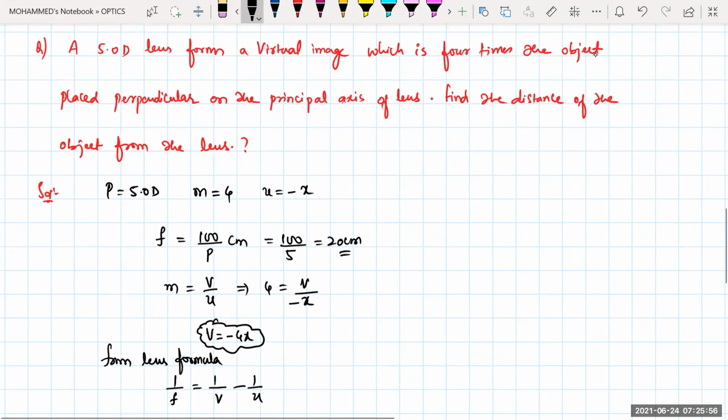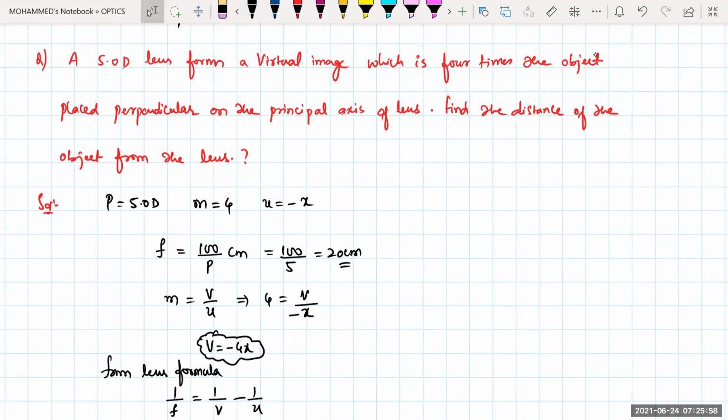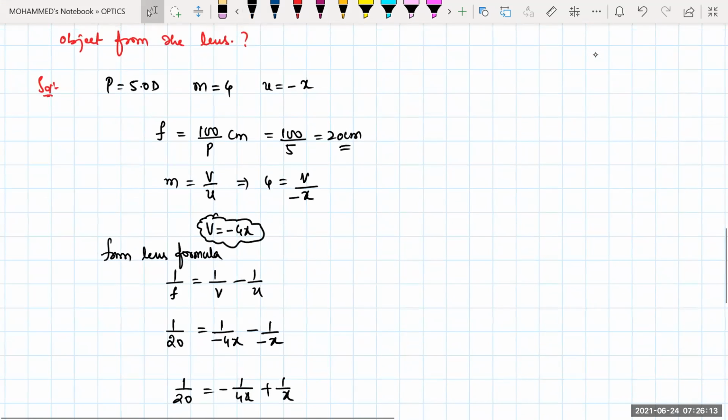What was the question? A 5 diopter lens forms a virtual image. Virtual image means obviously it will be negative, which is 4 times the object. That means image distance is equal to 4 times the object distance. Find the distance of the object from the lens. That means he is asking the x value. Power is given, magnification is 4 and u is equal to minus x.